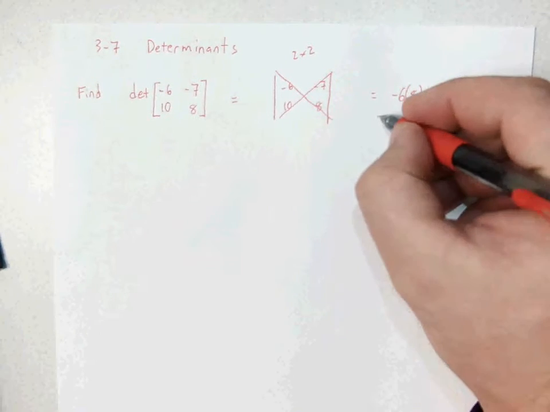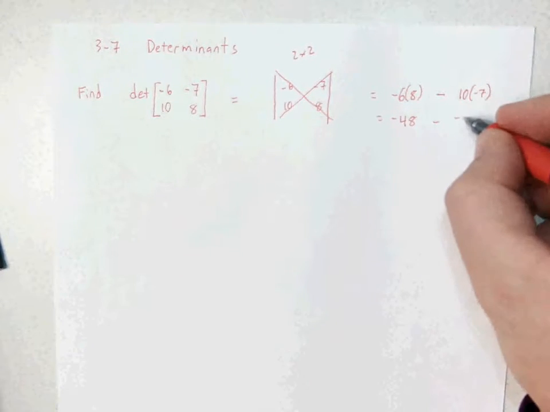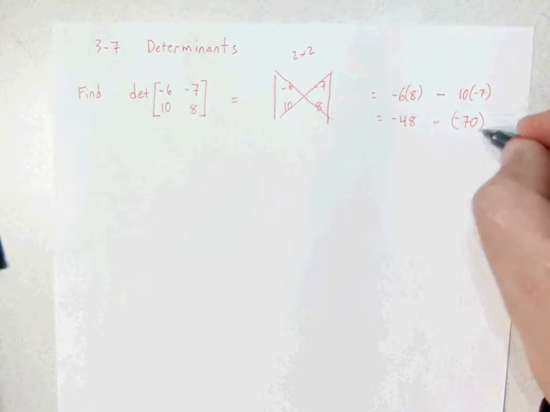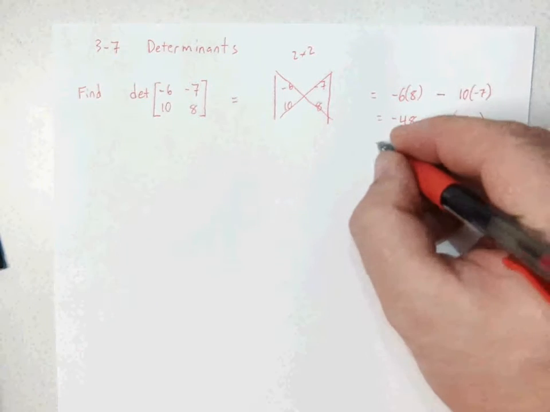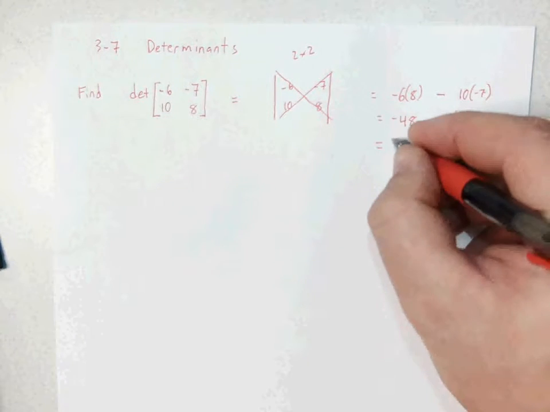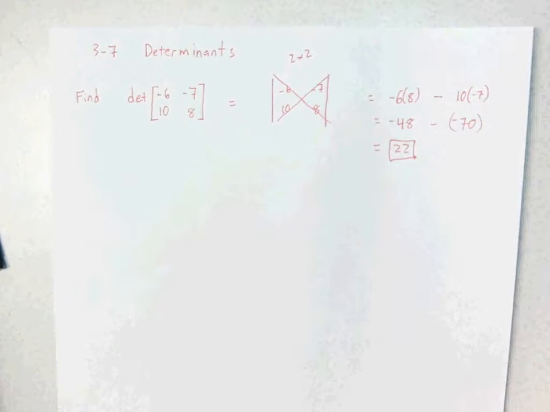So you get -48 minus, in this case, a -70. So minus a -70 is like plus 70. So -48 plus 70 is 22. So 22 is the determinant of that matrix. Just a single value, a single number. Seems so random.